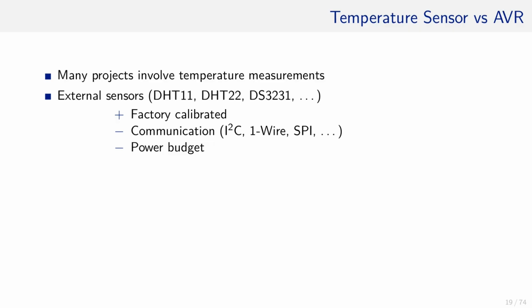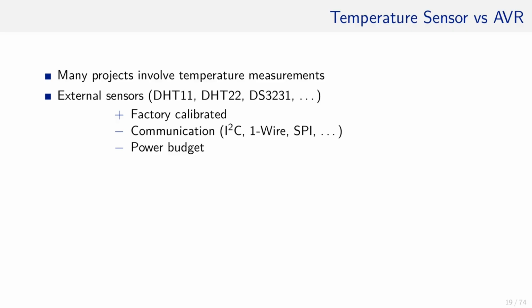Many projects measure the ambient temperature. Usually, developers integrate external and dedicated sensors such as the DHT11 or DHT22 to accomplish this task. Those sensors are factory calibrated and therefore pretty easy to integrate. On the downside, they cost money, space and power, which might be problematic in case the system runs on batteries and the primary goal is to extend the life of that battery.